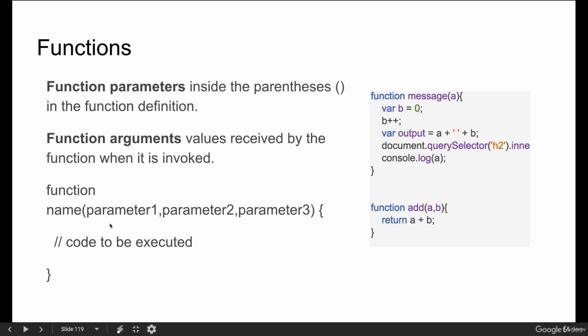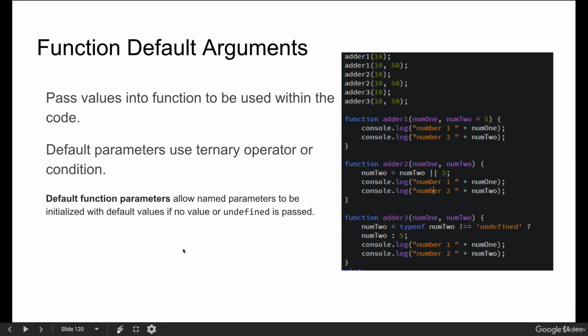The function can also have multiple parameters. So we can have parameter 1, 2, 3. Notice that they're comma separated, and the structure is the same, where we still have that code that's being executed. You can also pass in default arguments. There's a number of ways to do that, and I'm going to be exploring those as well.